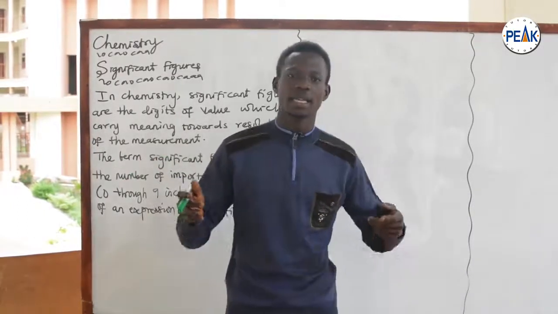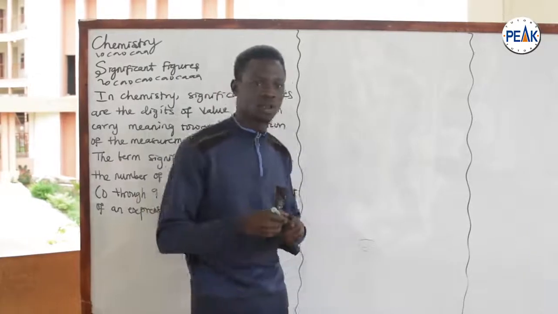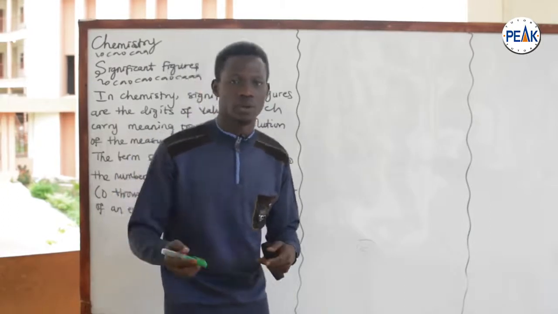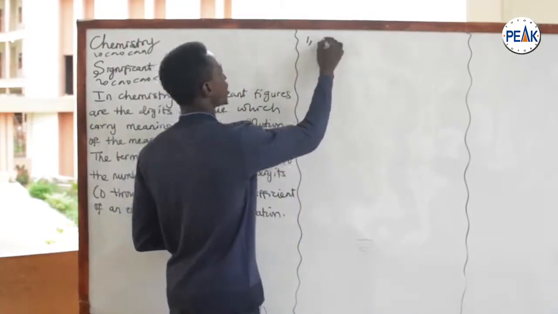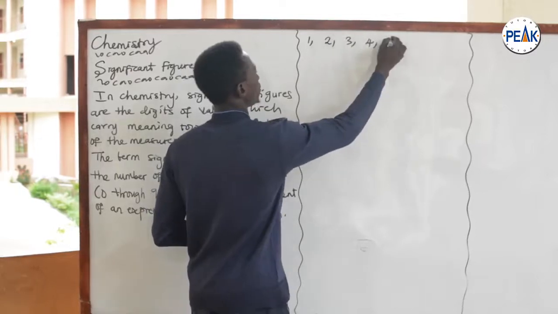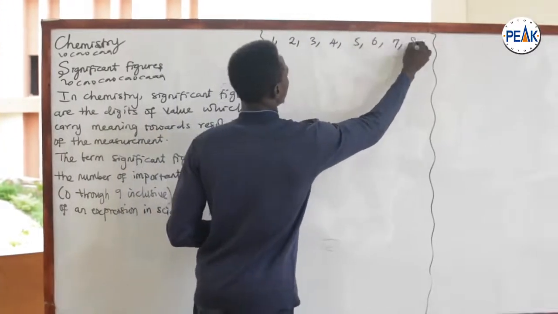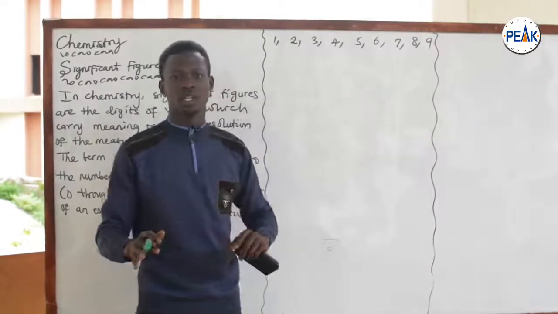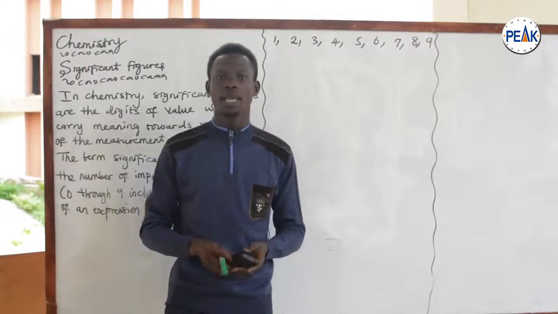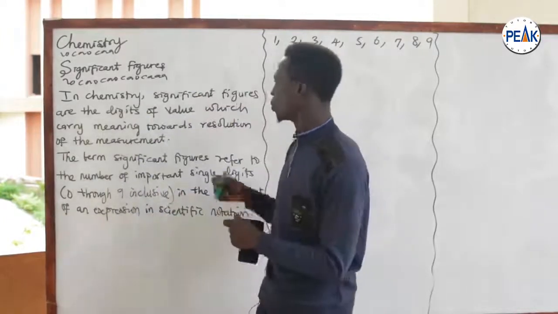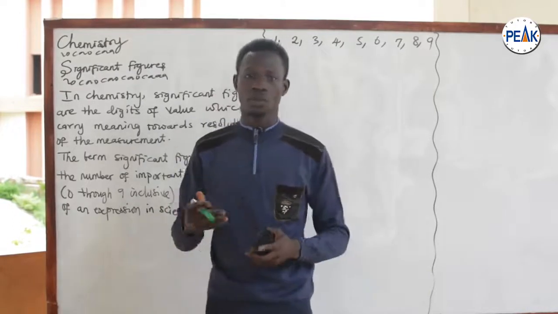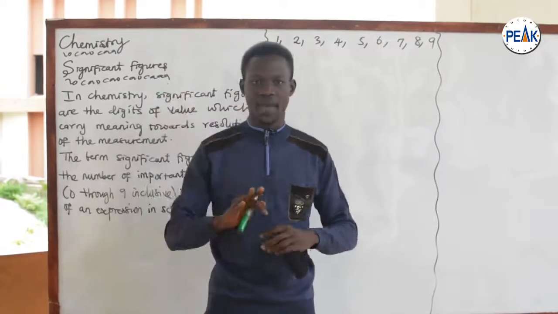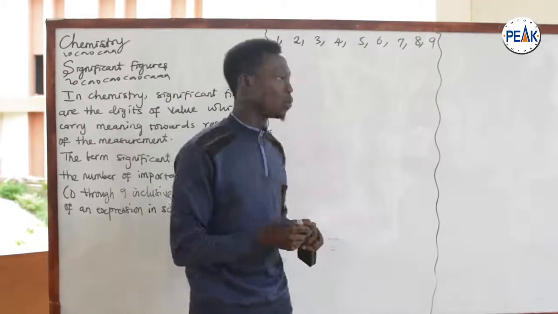Now, what are the figures that are significant? Of course, you should know that all non-zero digits are significant. What do I mean by non-zero digits? By non-zero digits, I mean 1, 2, 3, 4, 5, 6, 7, 8, 9. The figures on the board here are all significant figures, anytime, any day. But where we have a problem is when it comes to 0, because zeros may or may not be significant. Zeros are divided into 3 kinds, depending on whether they are significant or not.